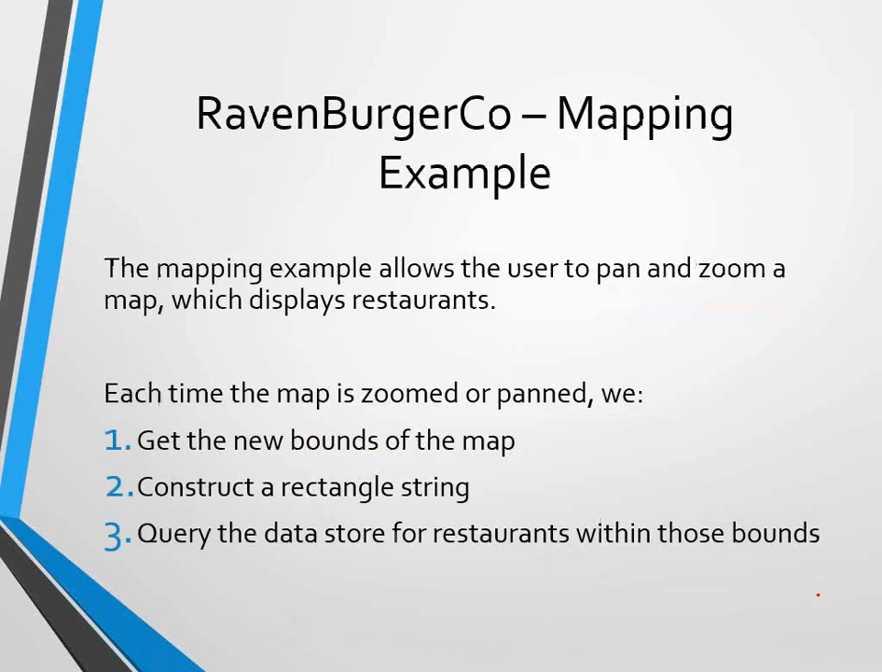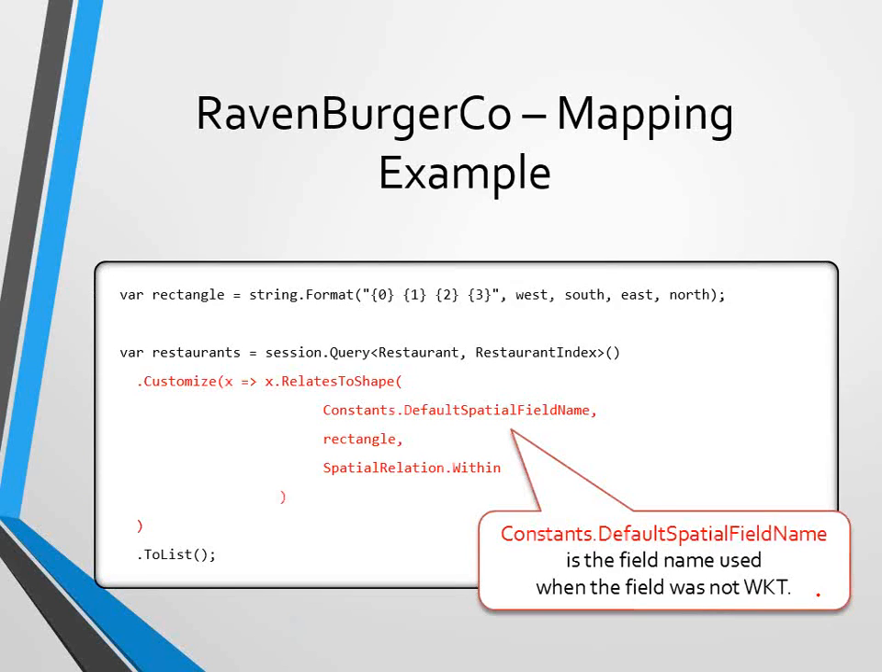Now for the mapping example, which allows the user to pan and zoom a map which displays restaurants. Every time the user is zooming or panning and they stop, as soon as they stop doing that, the web UI will find what the boundaries of the map are, and we are then constructing a rectangle string to then query for restaurants that are within the bounds of that rectangle. And the query looks something like this, where we're passing in the west, the south, the east, and the north boundaries and creating a string at the top.